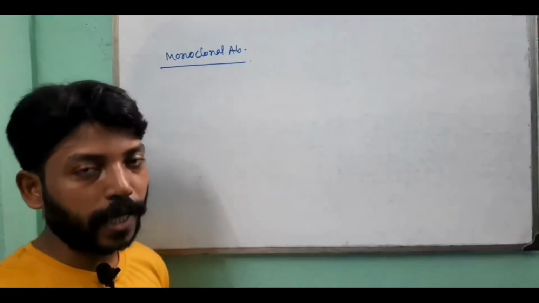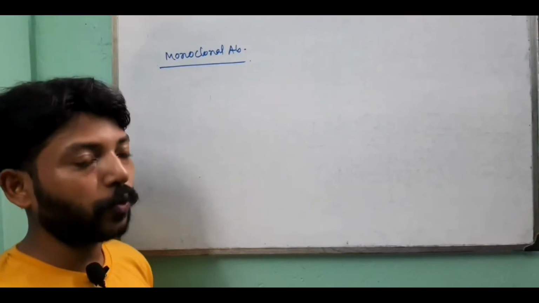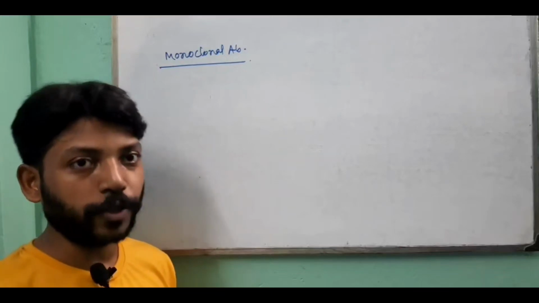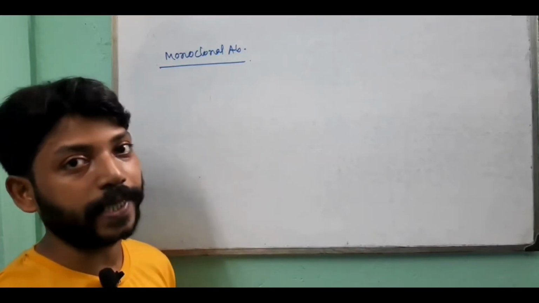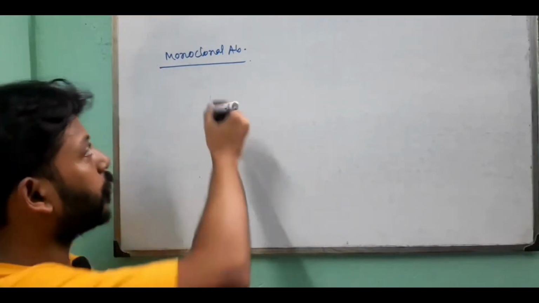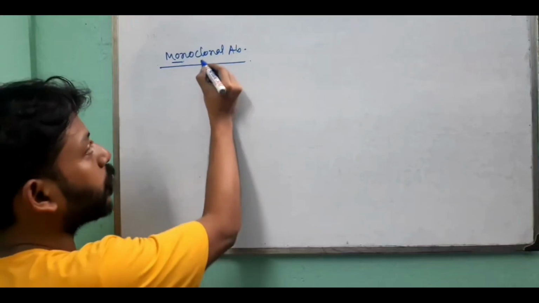In this lecture, I'm going to talk about monoclonal antibody. Mono means one and clonal means clone. So when antibody is produced from a single clone of B cells, it is called monoclonal antibody. So mono means one or single, clonal means clone.